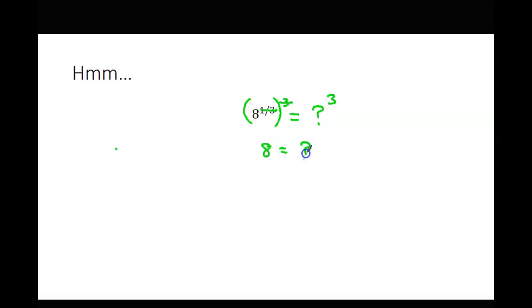And so this thing is really just asking me what number to the 3rd power is 8. And what is that number? 2. Now, what's another way of writing this? Instead of saying what number to the 3rd power is 8, you got it. That's just the same thing as saying the cube root of 8, isn't it? Sure. So here's our big aha then.